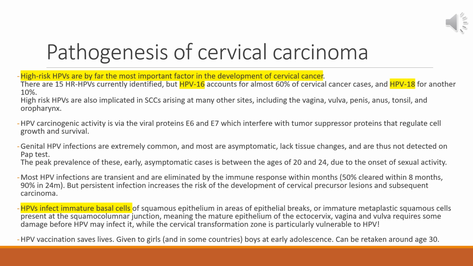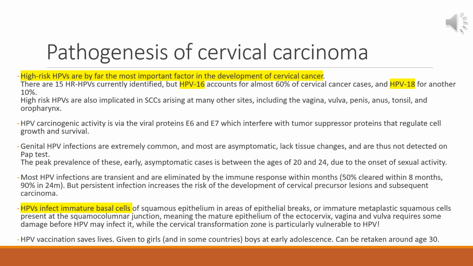Most HPV infections are transient and are eliminated by the immune response within a few months. 50% are cleared within 8 months, 90% within 24 months. But persistent infections increase the risk of development of cervical precursor lesions and subsequent carcinoma.